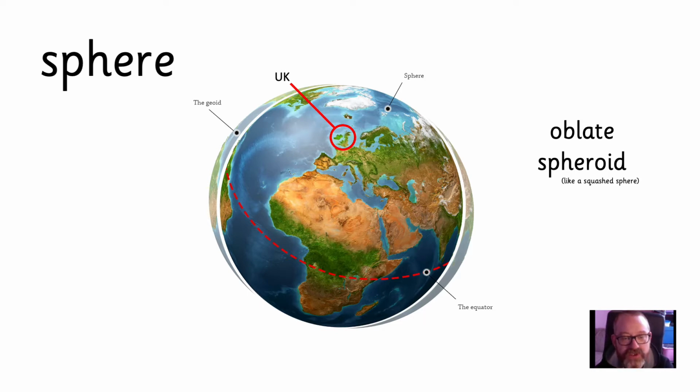And the reason we're learning about that is because that actually has a bearing on some other of the science linked to living on the planet Earth. So again, you can see on this map the spherical globe, and then the outer line is this oblate spheroid. And again, you can see the United Kingdom on the map.